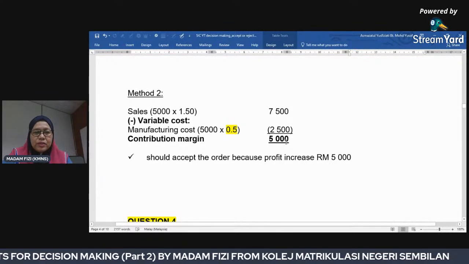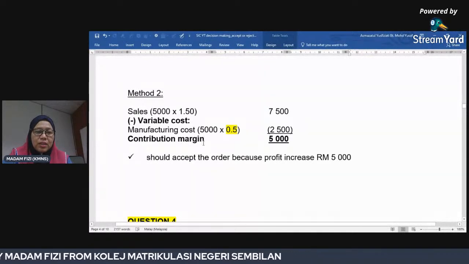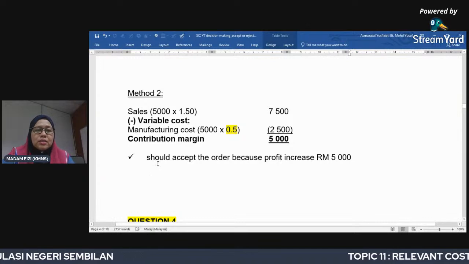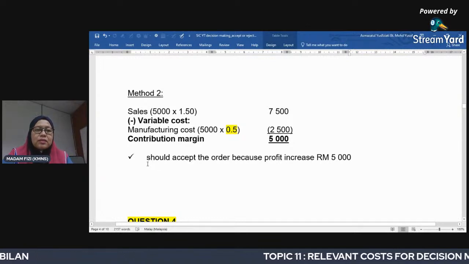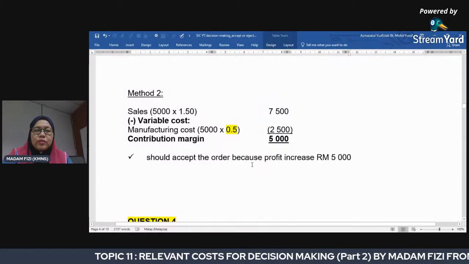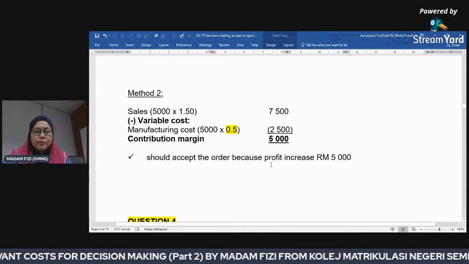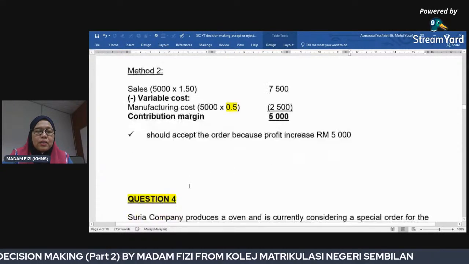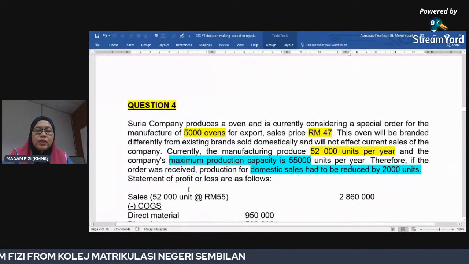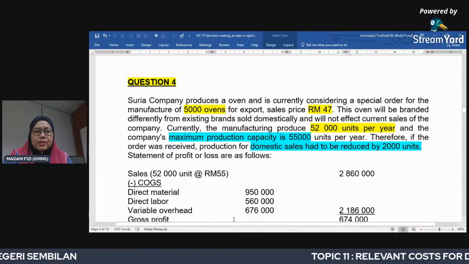Fixed cost is not the relevant cost. So in this method 2, we didn't include the calculation of the fixed cost. So what is the decision? The company should accept the order because the profit increase amounting 5,000 ringgit. Now we move to question number 4. Question number 4 ni dia susah sikit. So you have to understand the question first.